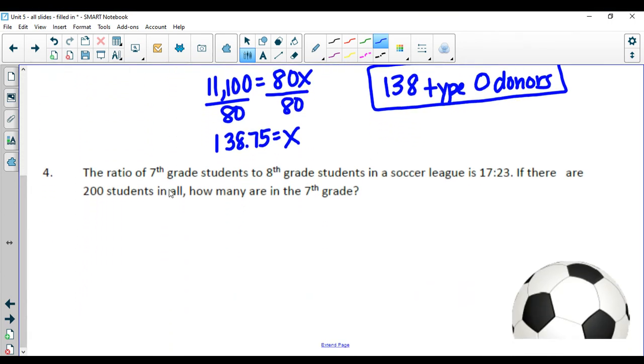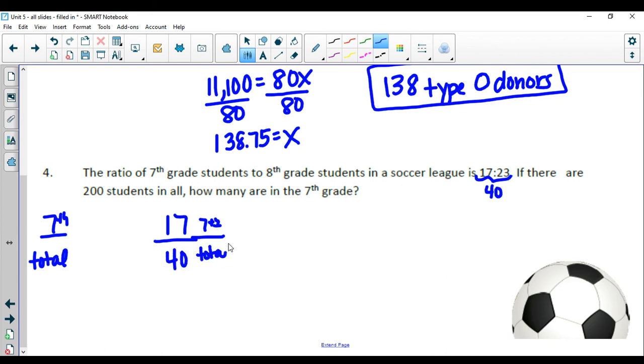Number 4, the ratio of 7th grade students to 8th grade students in a soccer league is 17 to 23. If there are 200 students in all, how many are in 7th grade? So we want to know 7th grade out of total. So in my ratio, there were 17 7th graders out of, if I add these together, that's going to give me 40 as my total. So I have 17 7th graders out of 40 total. And I need to go ahead and do the same thing. How many 7th graders out of 200 total?